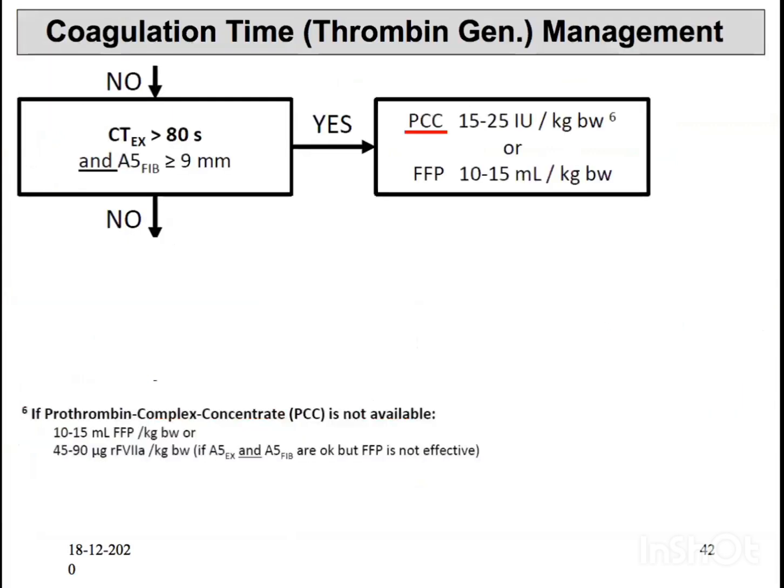Thrombin generation is something that I talked about on a ROTEM. If you see CT EXTEM, as I told earlier, more than 80 seconds, and at 5 minutes the FIBTEM is more than 9, then it means your clotting time here is not right. So this patient needs either fresh frozen plasma, 10 to 15 ml per kg, or platelet concentrates, 15 to 25 units per kg.